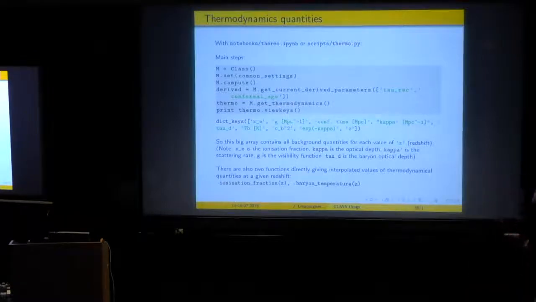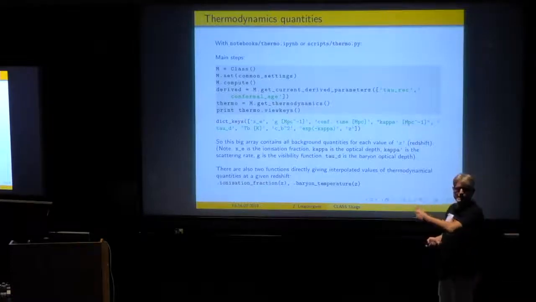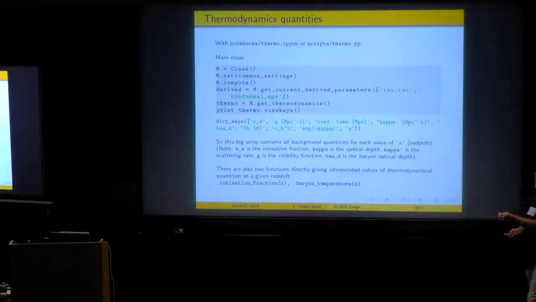it's thermo.py. It always starts with the same steps. And this command will be useful to show the two vertical lines before. Before we had two vertical lines that were showing the time of recombination and the time of reionization. And I will get them after computing everything with a get current derived parameter. And now I ask for tau rec, which is the conformal time at recombination, and conformal age, which is the time today. I didn't ask for tau reio because I knew it from my input.